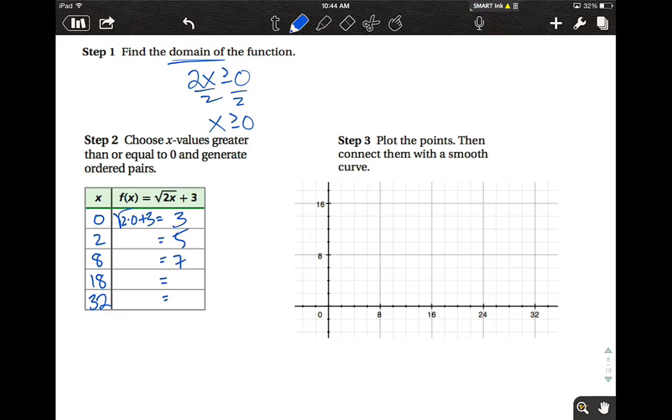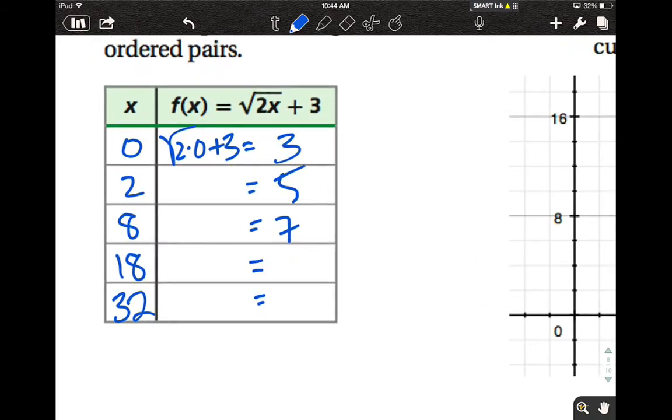Since you're back, I'm hoping that you got these points here. If you put in 0, you get 3. If you put in 2, you get 5. If you put in 8, you get 7. If you put in 18, you get 9. And if you put in 32, you're going to get 11.